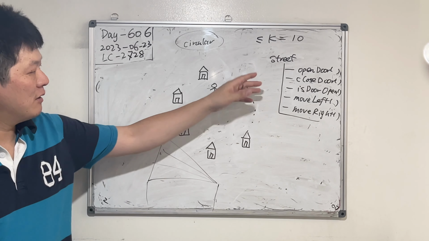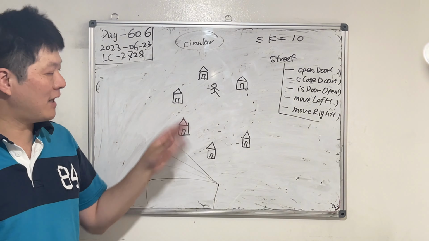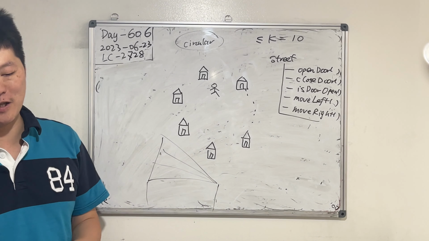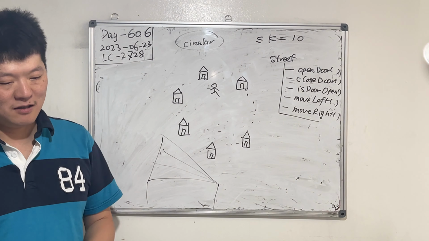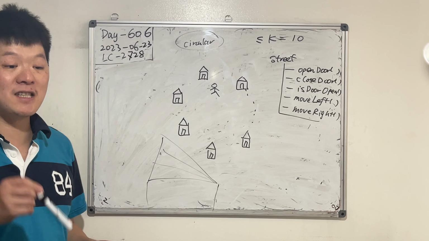Okay, so now we have the street object. What if there are no houses? No, k is definitely more than 0. But what if there are no houses? Good point, we will come back to visit this corner case.